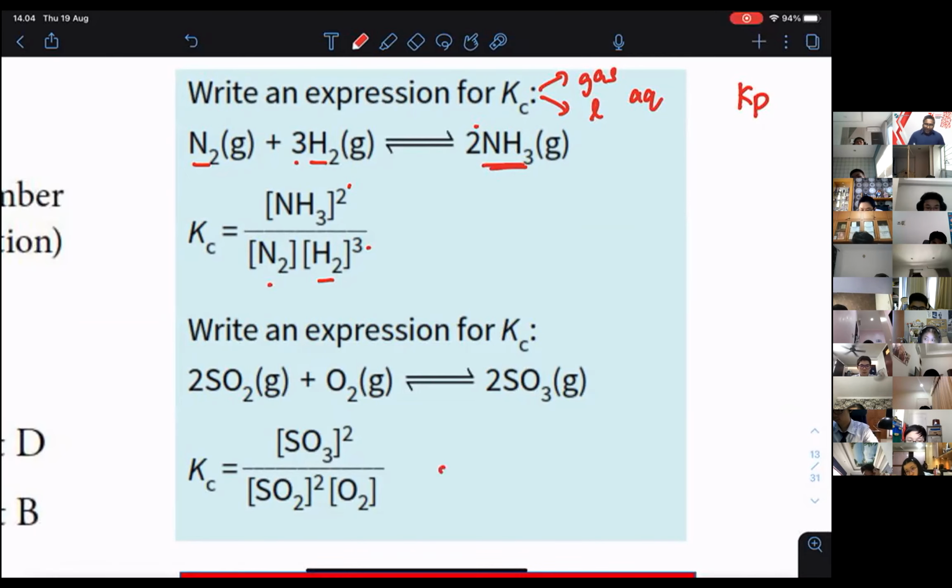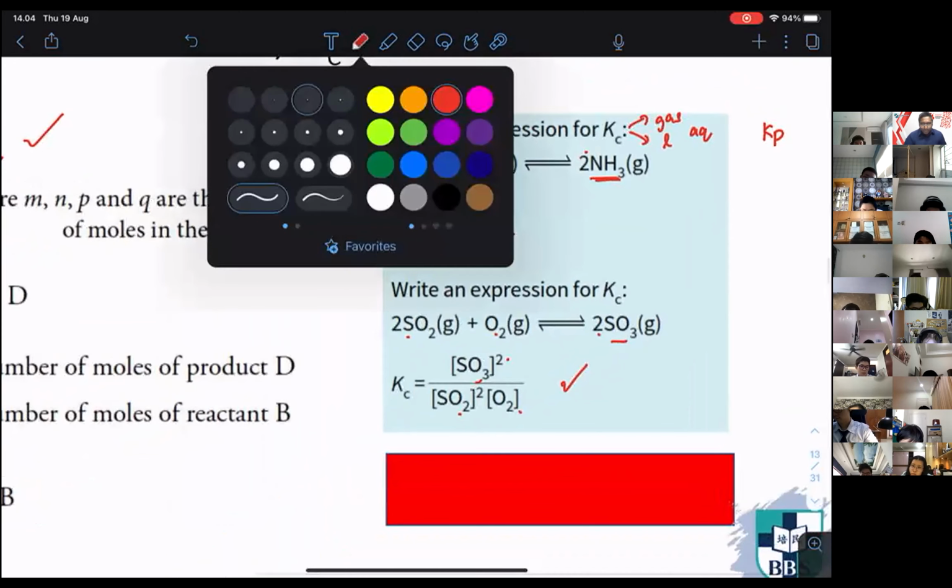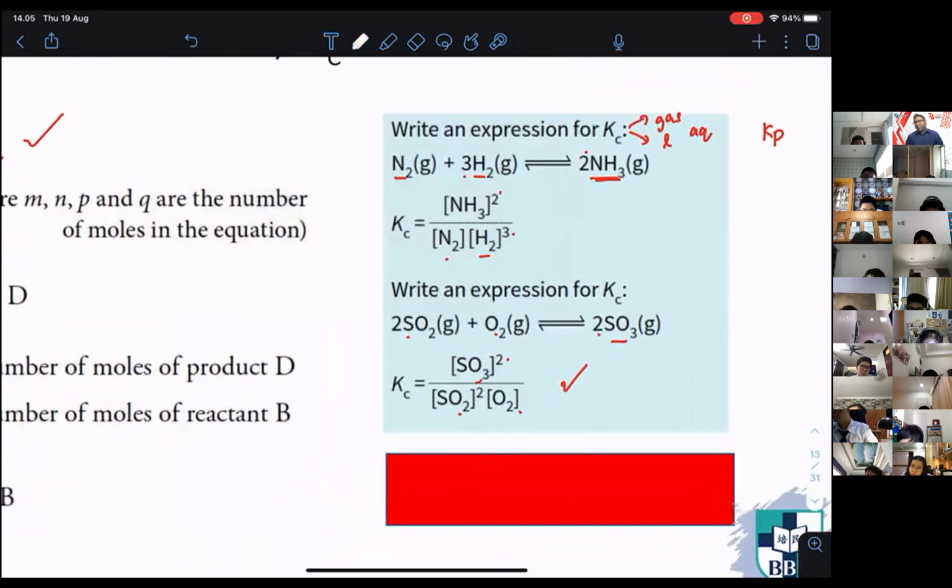The same thing applies to the Kc over here. Similar, SO3. You put SO3 at the top to the power of 2, SO2 to the power of 2, O2. Same. So what is very important over here? There is only one part very important over here.